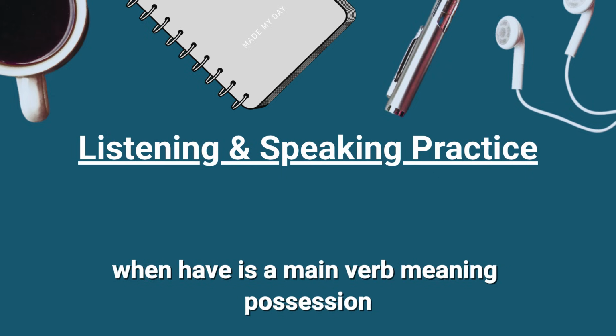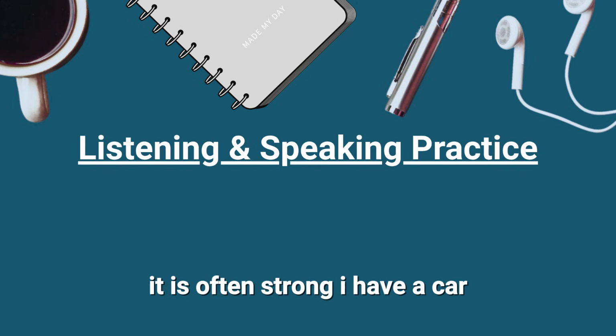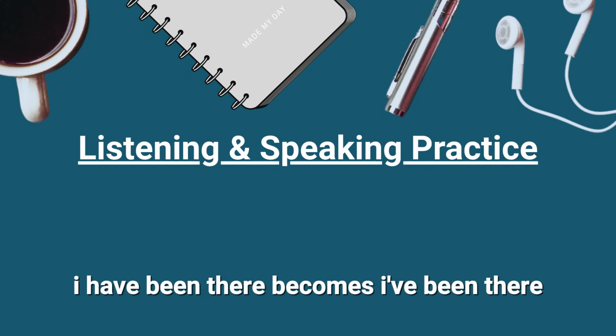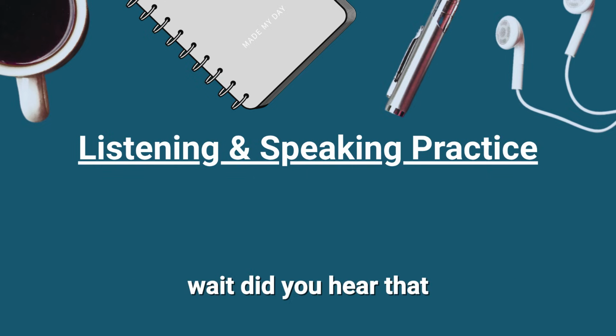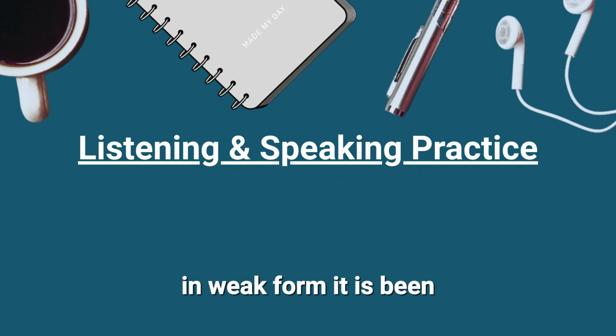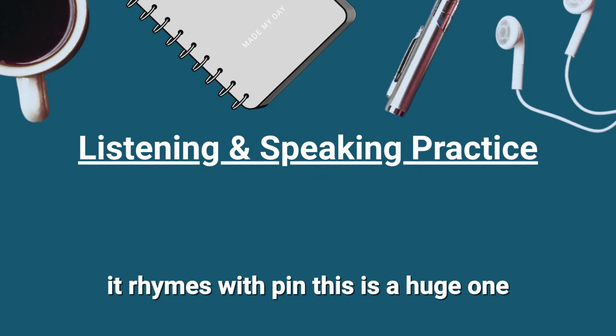When have is a main verb meaning possession, it is often strong. I have a car. But when it is an auxiliary, it is almost always weak. I have been there becomes I've been there. Wait, did you hear that? Been changes too. Been is not pronounced bean like the vegetable. In weak form, it is bin. It rhymes with pin. This is a huge one.